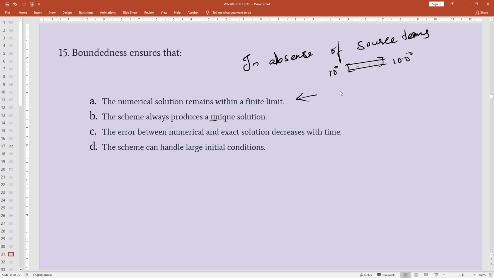Also, this boundedness can be verified while discretizing the equations: all the coefficients should be positive. Then only we will get boundedness. So while discretizing itself, we can find whether the scheme is bounded or not, by checking whether all the coefficients are positive or not.